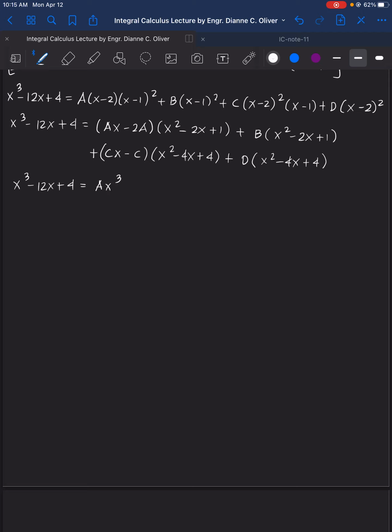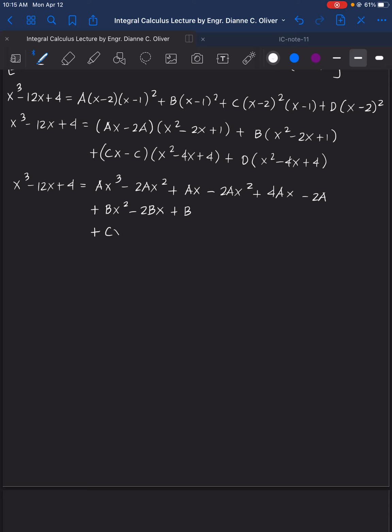Ax raised to 3 minus 2ax squared plus ax minus 2ax squared plus 4ax minus 2a. So that's for constant a. Next, let's go to b. Constant b, we have there bx squared minus 2bx plus b. So that's for b.